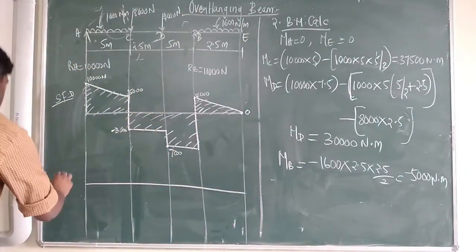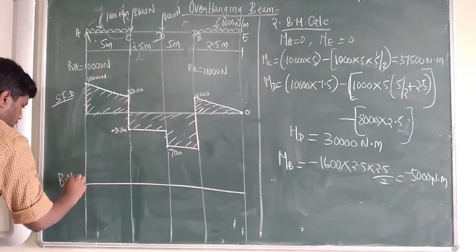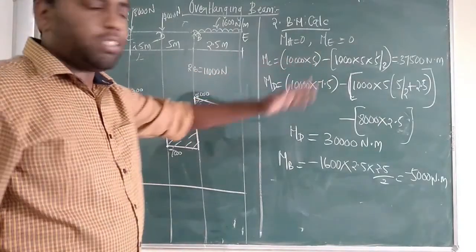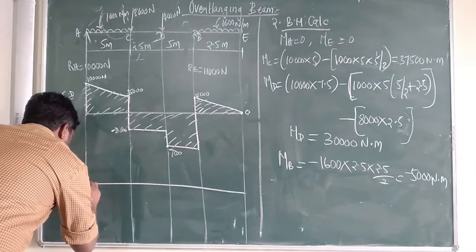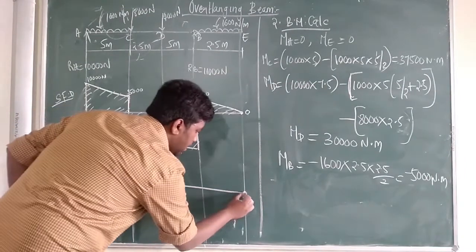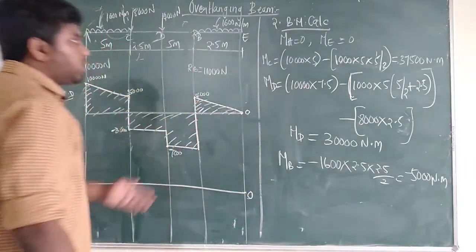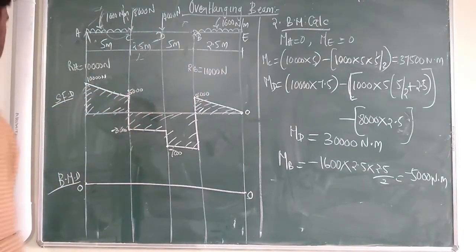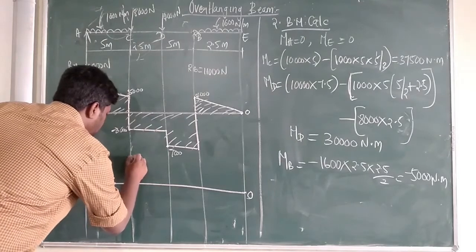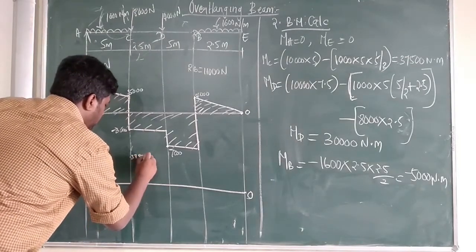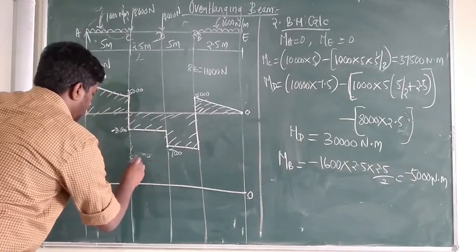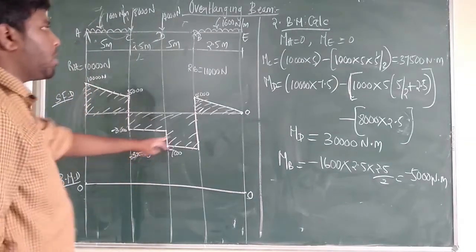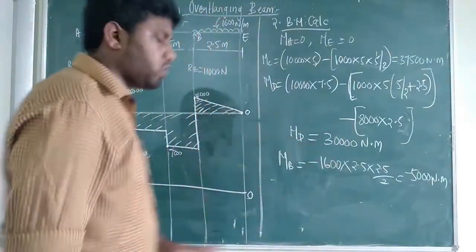Draw the baseline for the bending moment diagram. So what is your moment at A? Moment at E is 0. So our moment at A is 0 and moment at E is also 0. What is the moment at C? Moment at C is 37,500. So I am marking somewhere here 37,500. Next one, moment at D is 30,000, below that.